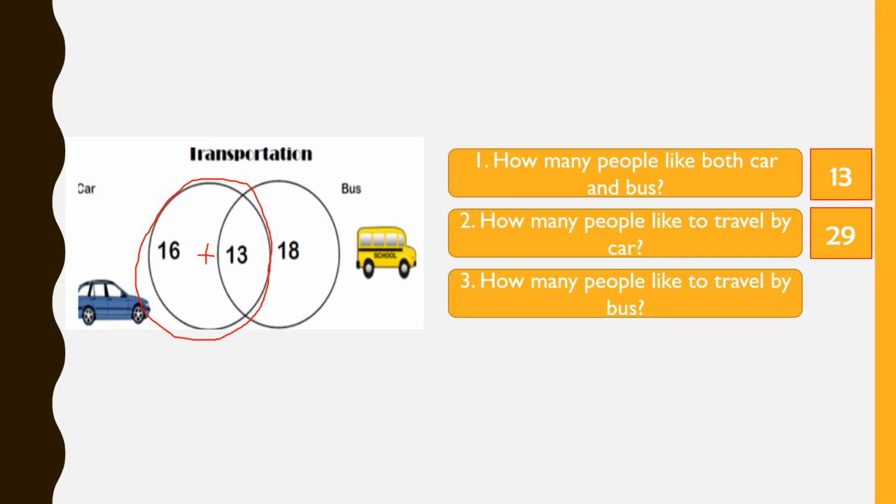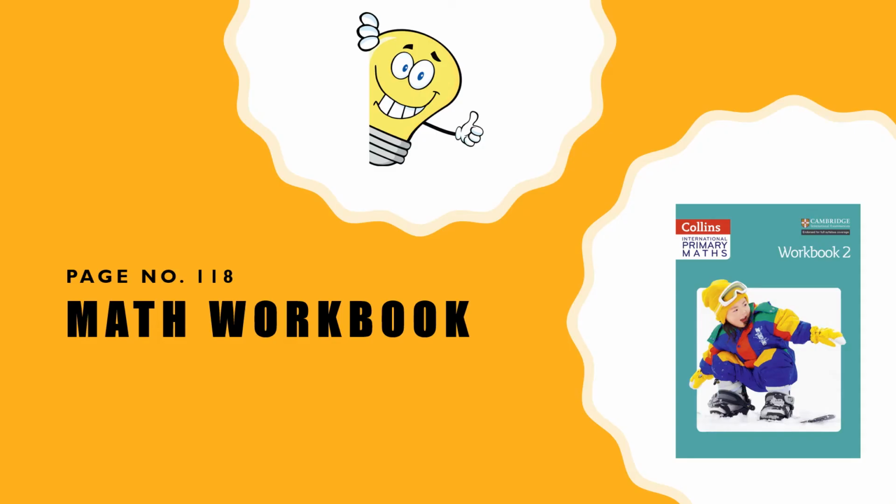Now how many people like to travel by bus? Okay. Now what will I do? Travel by bus means this whole circle, right? So I will do 13 plus 18, which is 31. Okay. This is how you have to solve the Venn diagram problem.